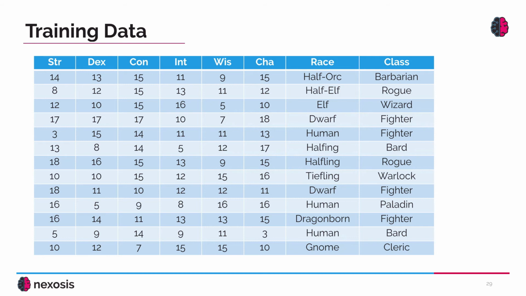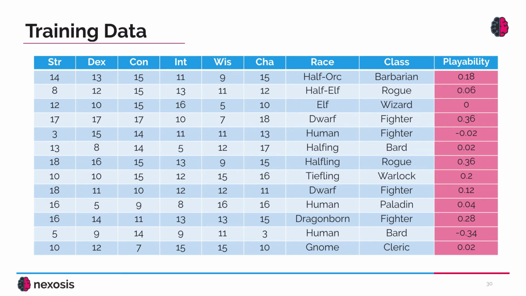But instead of getting out of that a probability of what race or class I should play, I get an additional column for the playability, of all the ones that I've uploaded. And this playability is also a relative score. So we can see here that it's identified the half-orc barbarian as a 0.18, whereas the human fighter with a strength of 3 is a negative 0.02. So a positive playability would be something that's more playable. A negative playability would be something that's less playable.